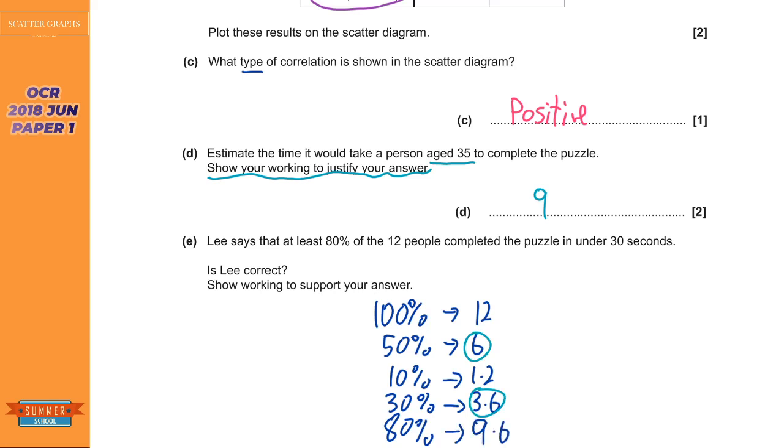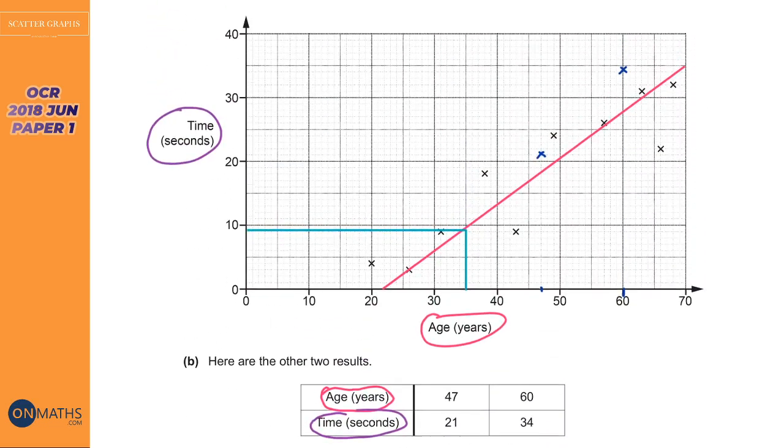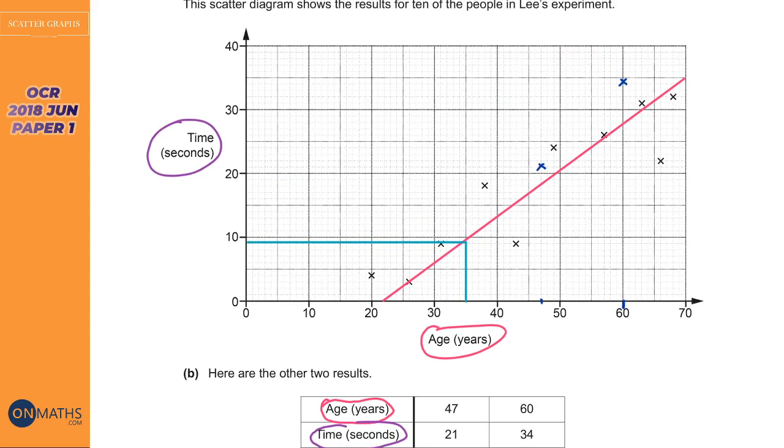So 80% is 9.6. And it says at least 80% of the 12 people. So we're looking at 10 or more. Because you can't get half a person. Okay, so it's under 30 seconds. Let's find out where 30 seconds is, and let's draw a line across from there. So this is our cutoff line here.